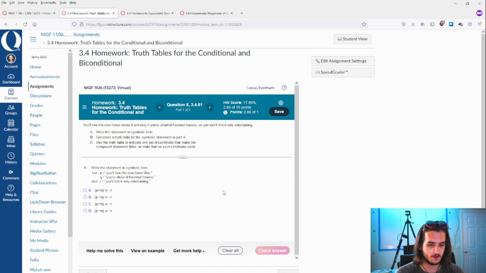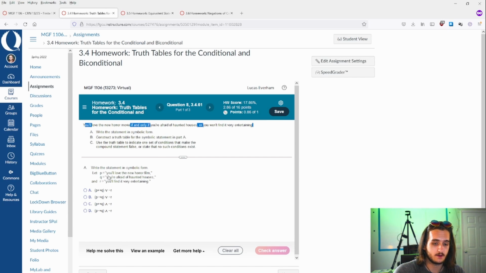So here, we are given the collection. P is you'll love the new horror film, Q is you're afraid of haunted houses, and R is you'll find it very entertaining, where we are starting from this clump. You'll love the new horror film, if and only if, oh, that's confusing, they call it a movie here and a film there, that's not helpful. You'll love the new horror movie if and only if you're afraid of haunted houses, or you won't find it very entertaining.